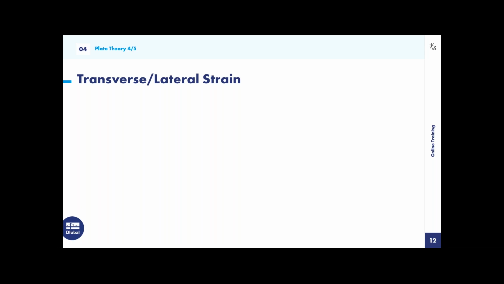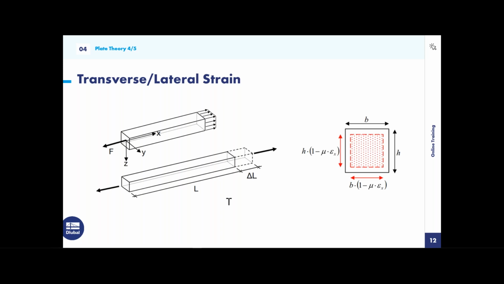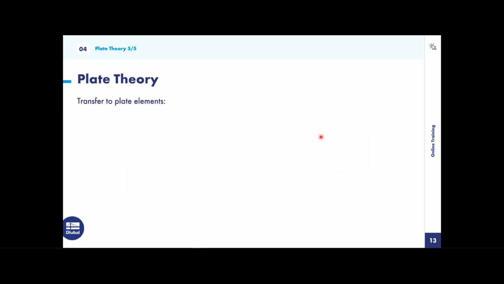So transverse/lateral strain, basically for this example, here you can see we have a beam, and when a tension force is applied to it along its length, the cross section over here will shrink with regards to its height and its width. So you can see here that this mu factor is what is used to take this shrinkage into consideration. And this is what is being taken into account with the Reissner-Mindlin theory.